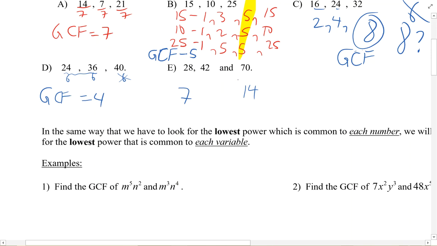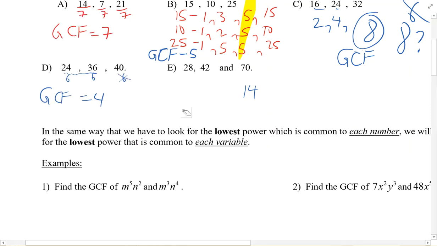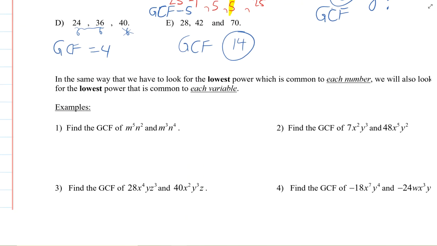Okay, and what about 14? Well, 14 works, maybe. Let's go 42 divided by 14. Yeah, what about 70 divided by 14? It works. So guess what? 7 is a factor, but 14 is your greatest common factor. Notice for this guess and check, I used a calculator for higher numbers. When we do another unit, we'll get more info, but for this unit, your GCFs will be simpler.